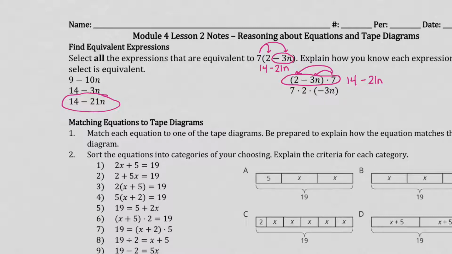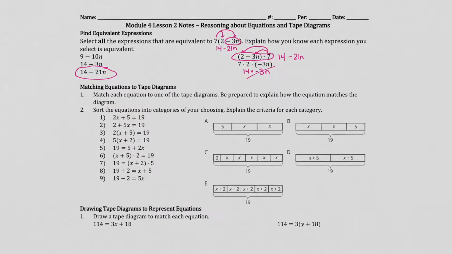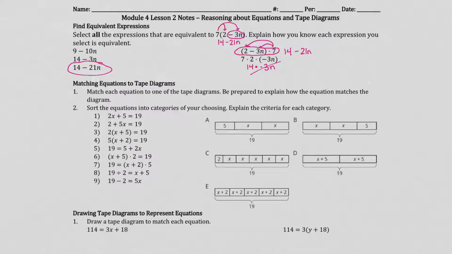And then we have 7 times 2 times negative 3. Well, that would be multiplying them all together. So 7 times 2 would be 14, but then you're still multiplying by negative 3. So that would not get the same answer. So just those two would work. That was your quick review of the distributive property to help you with today.